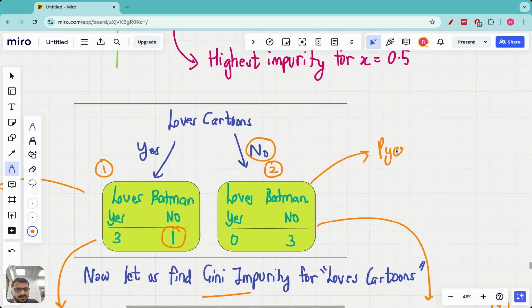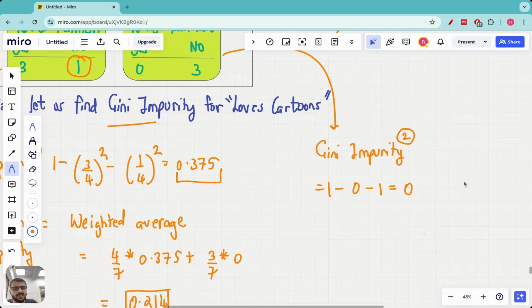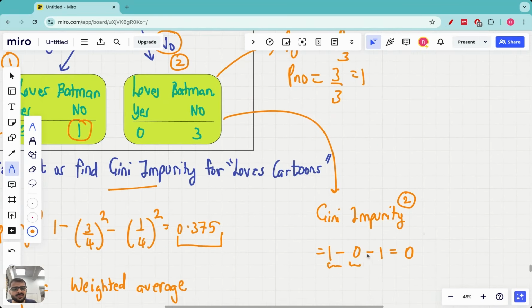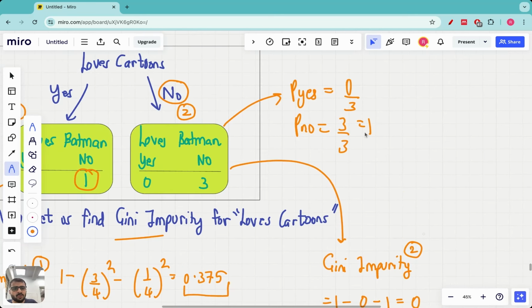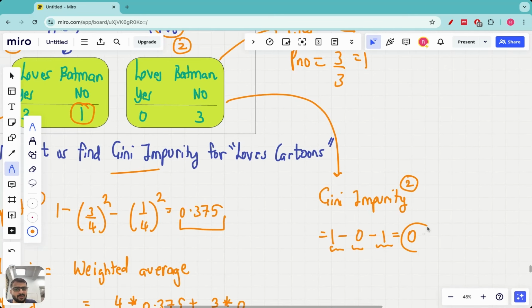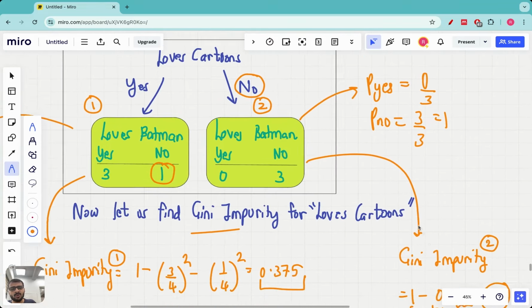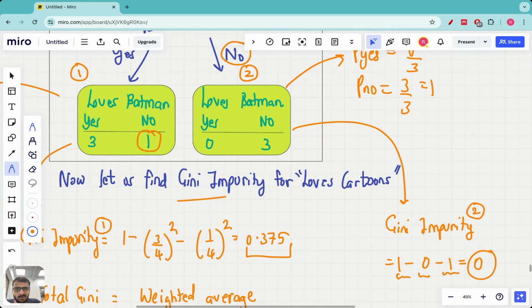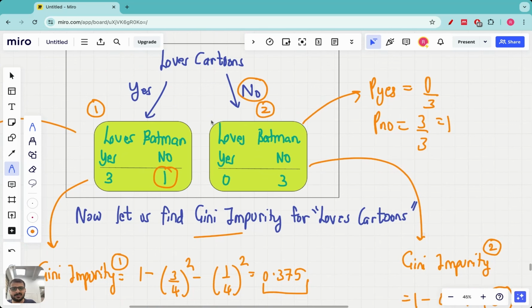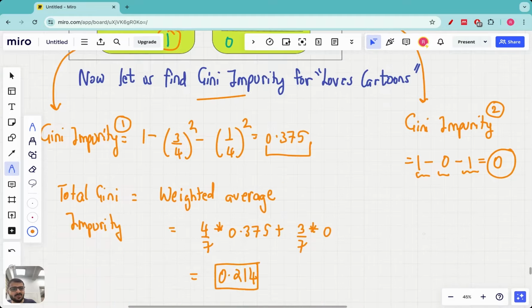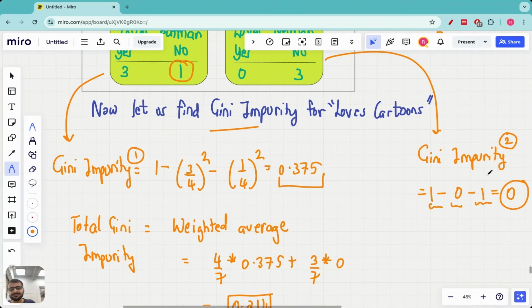Now let's do the second leaf. The probability of yes is 0 divided by 3, because overall 3 people have responded, and the probability of no is 3 by 3, which is equal to 1. So the total Gini impurity in this case is 1 minus the probability of yes squared, which is 0, minus the probability of no squared, so minus 1. So the Gini impurity for the second leaf is 0. You should already think about this intuitively, right? The second leaf is completely pure, since all of the answers are in the no class, only one class. That's why the Gini impurity of the second leaf is 0.